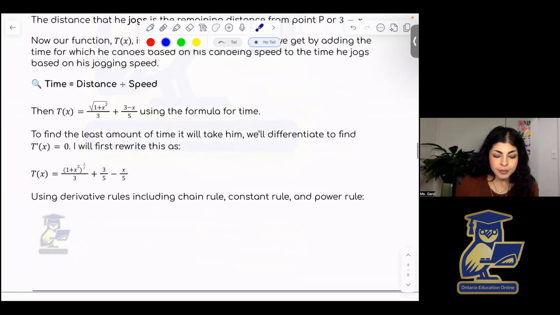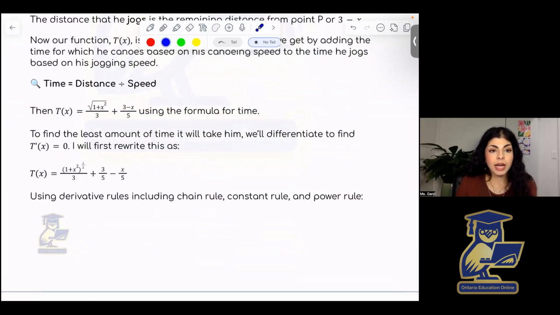Now, I have a function t of x with one variable. So to find the least amount of time it takes, we are finding the point at which the derivative is equal to 0, which is that critical point.